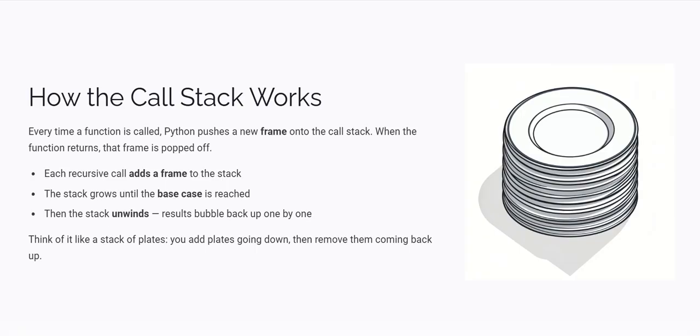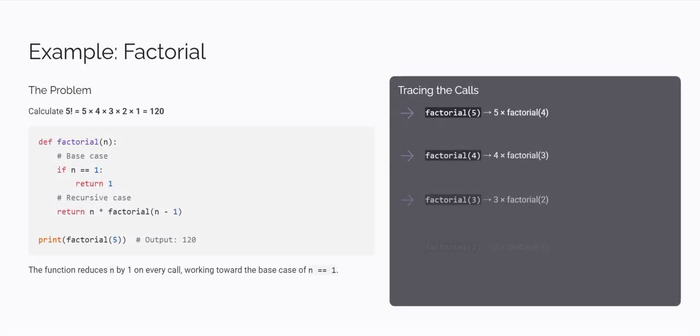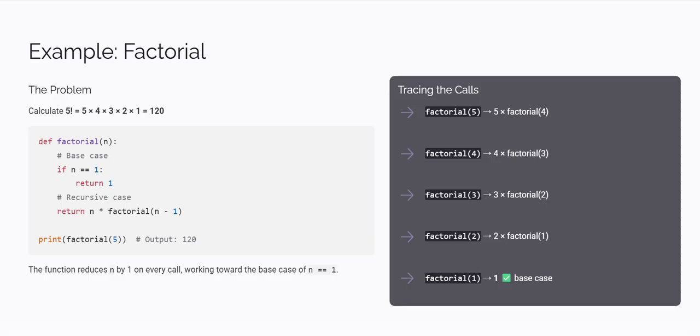When the stack is open, it unwinds, then the results will come back one by one. Think of it as a stack of plates. You add plates going down and then remove them coming back. That is what I just told you in the example. So here is an example given related to factorial.